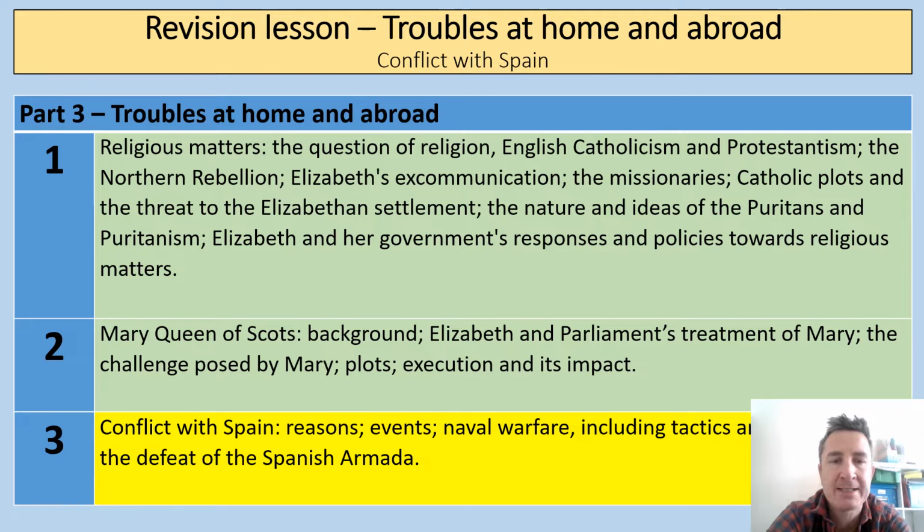We're going to be looking at the relationship between Elizabeth I and Spain during her rule, how increasingly the relationship became tense, the background to the conflict with Spain, what actually happened. We're going to be looking obviously in detail at naval warfare, and in particular the events of 1588 and the reasons behind the defeat of the Spanish Armada, and also the significance of that and what happened afterwards in that conflict with Spain. So let's find out more about England's conflict with Spain during the Elizabethan era. Let's go.